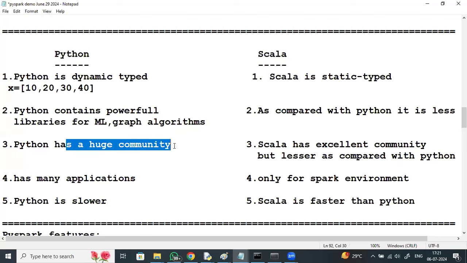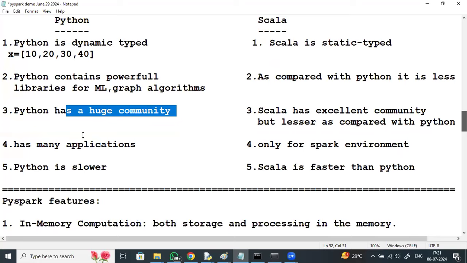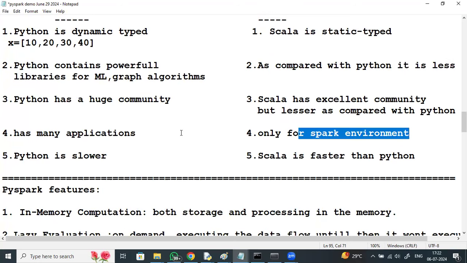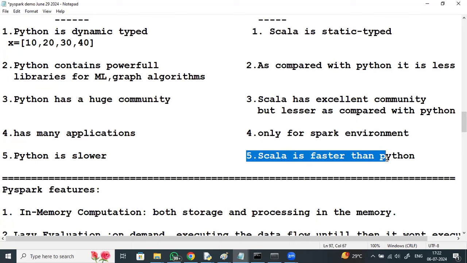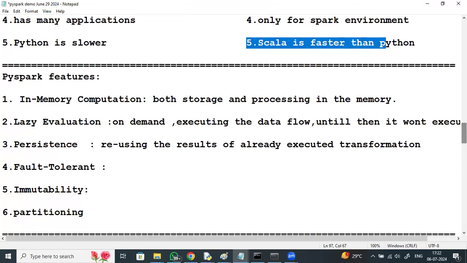Python has a huge community, thousands of modules. Scala has an excellent community, but smaller compared with Python. Python has many applications, but Scala is only for the Spark environment. One advantage of Scala over Python is speed: Scala is faster. Scala is almost an extension of the Java language.